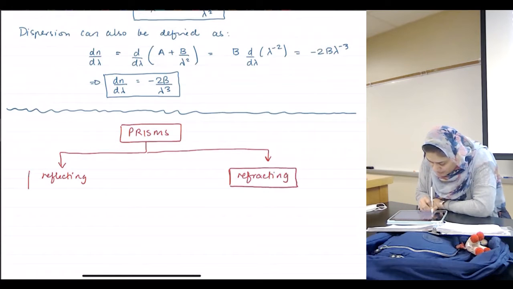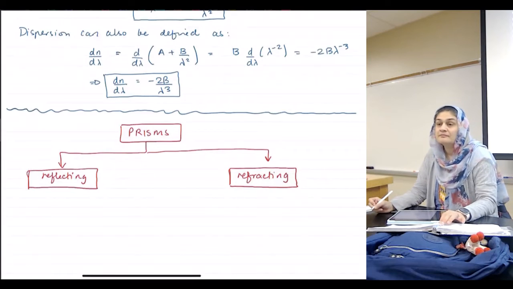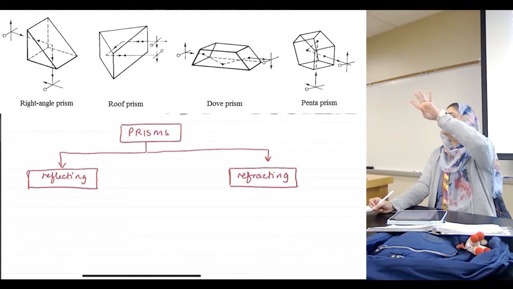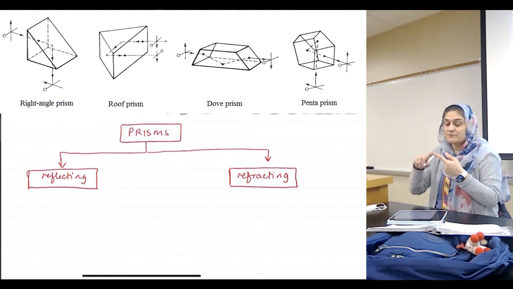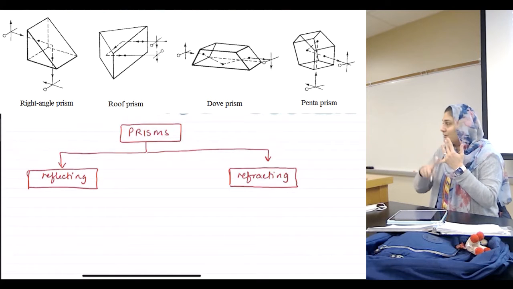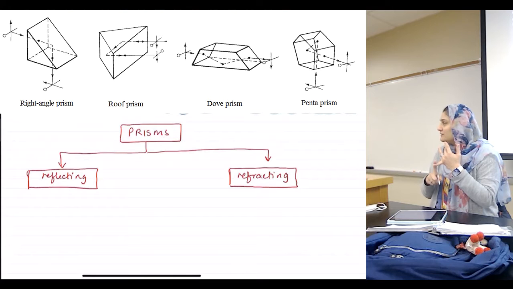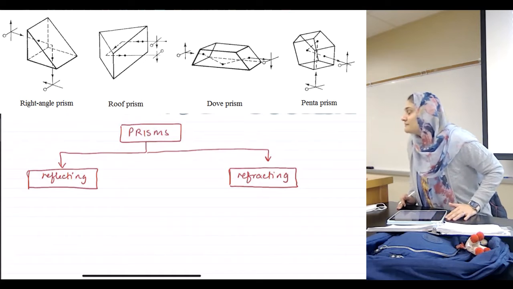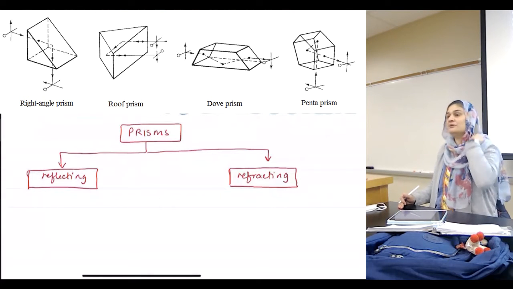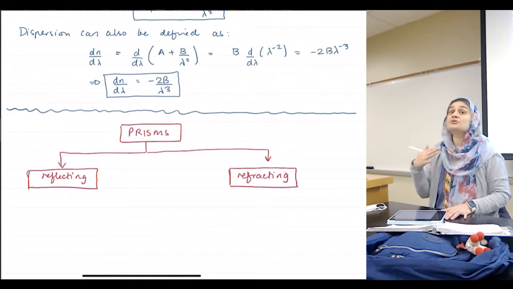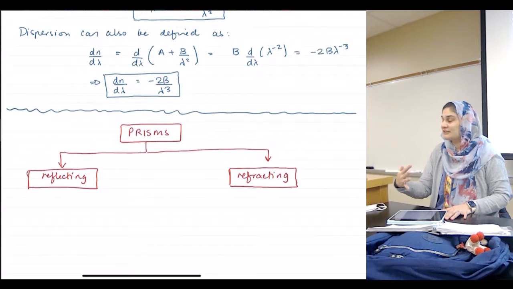So the ones given on your worksheet, can you guys see those? Those four shapes, there should be four of them. They should be right angle, roof, dove, and pentagonal. So add that to them. And they make use of what is called total internal reflection.